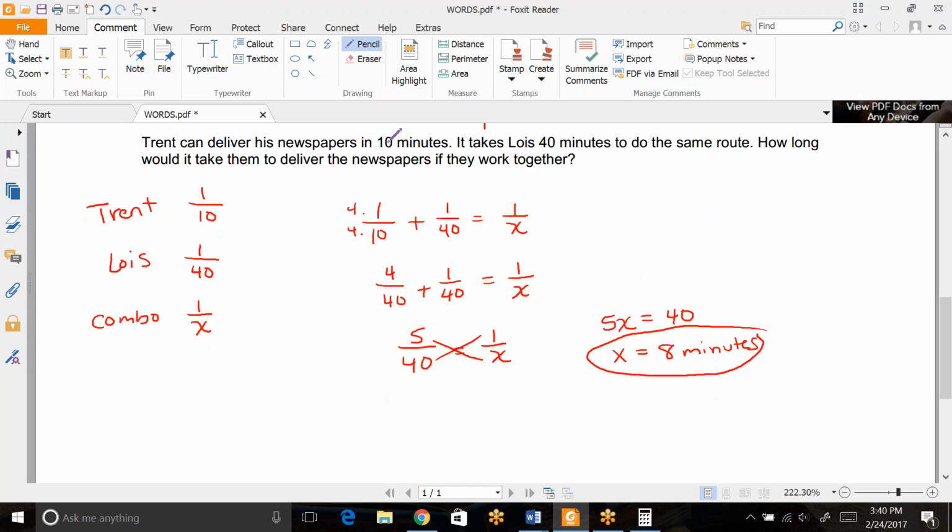Notice that's not much faster than what Trent's already doing, but Lois is not adding a great deal of work. She's taking 4 times as long to do the same job. So just having her do a few of the newspapers to help out is going to cut off 2 minutes of the time that Trent could have done it by himself.